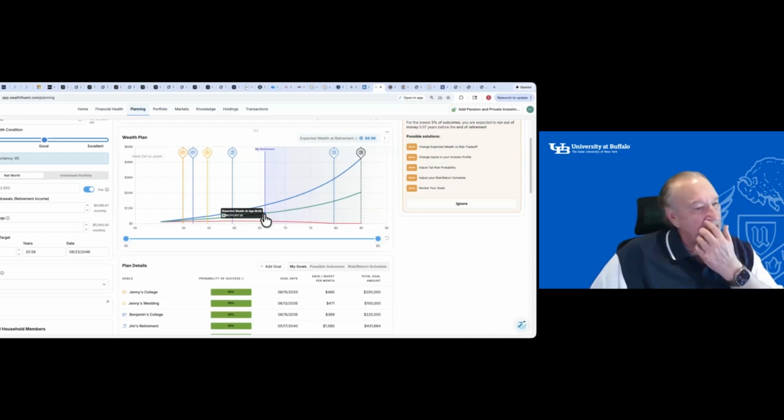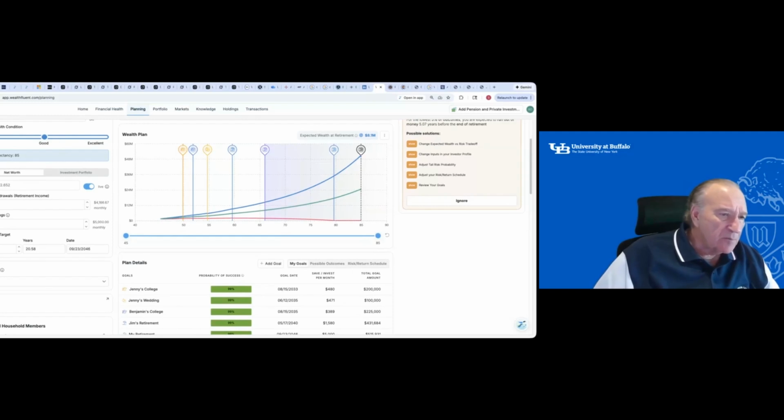Human capital's gone to zero at that point. And the fact that he's withdrawing money at $50,000 a year is going to reduce the growth of net worth. So it's somewhat flat, but it's still upward sloping because the portfolio is still going to give off enough for that $50,000. Otherwise, it would be downward sloping.